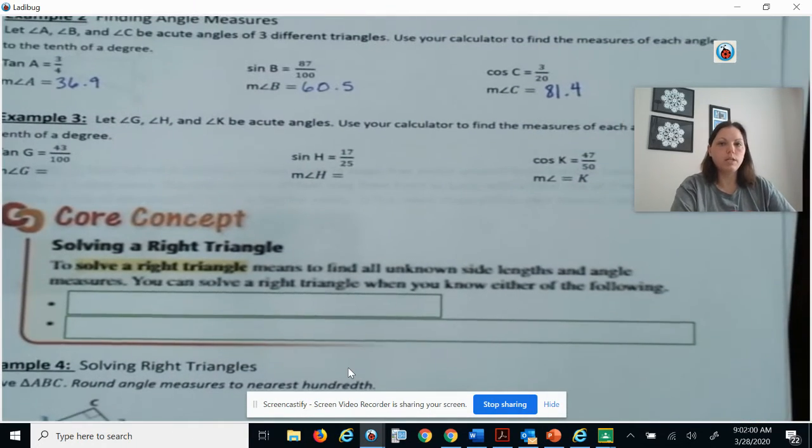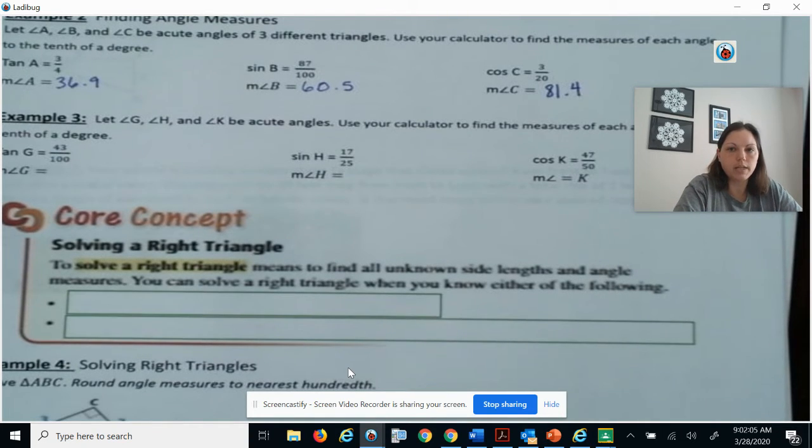Okay, example 3, I want you to pause the video and see if you can find these answers on your own. When you unpause the video, I'll help you check your answers.